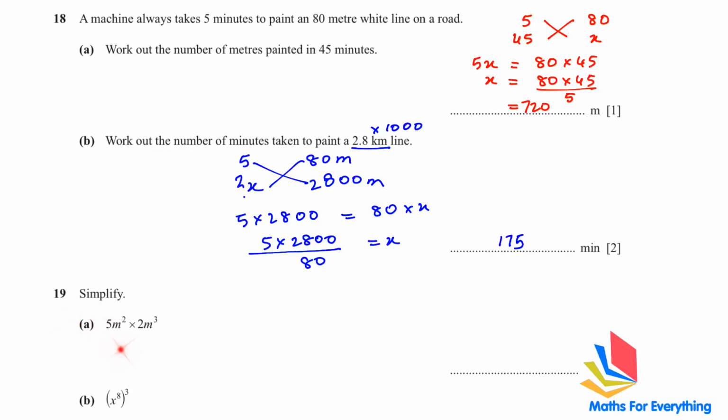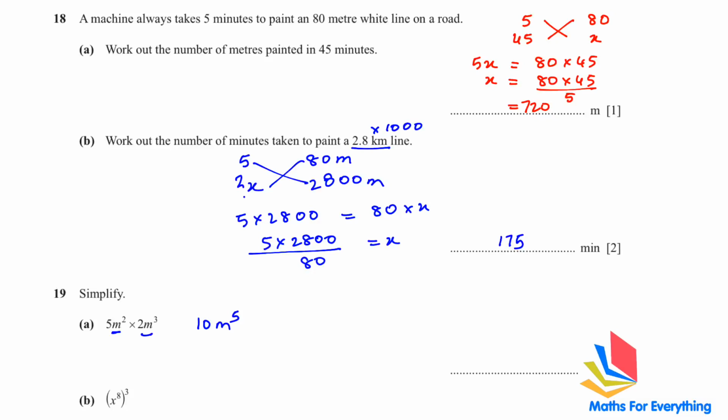Question number 19, simplify. We have been given an indices question. 5m squared multiplied by 2m cubed. 5 multiplied by 2, 10. And like I said before, when you're multiplying, you add the powers. 2 plus 3, 5.